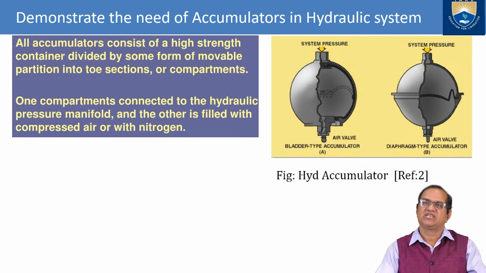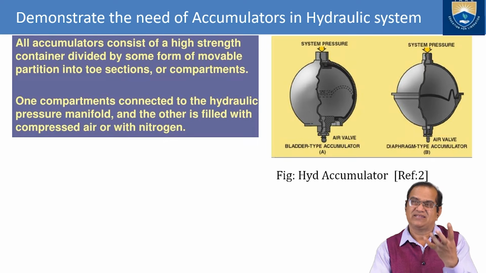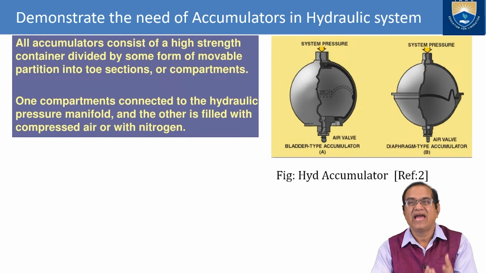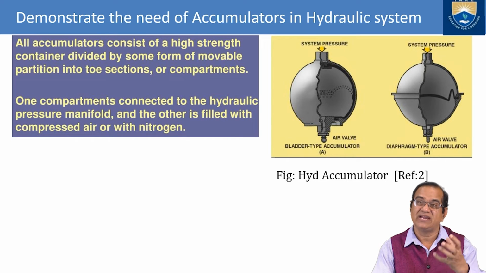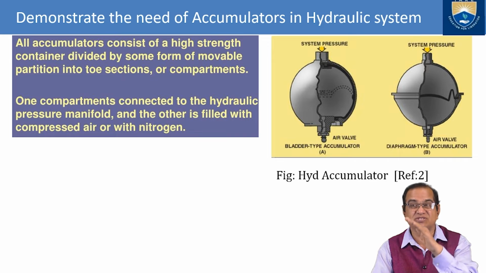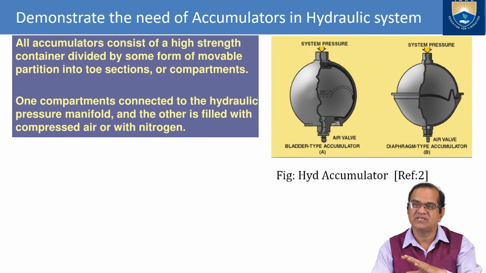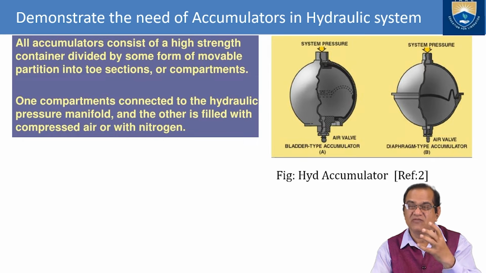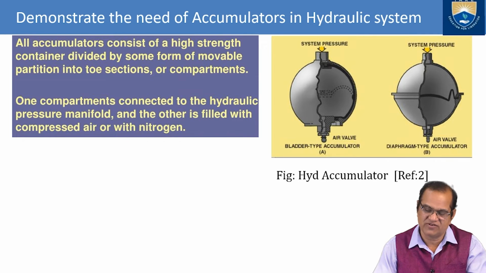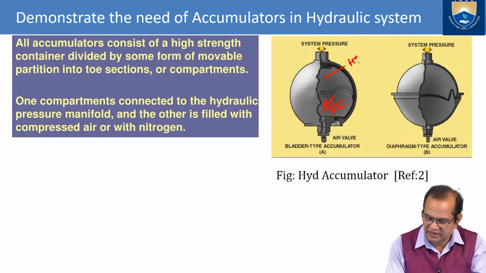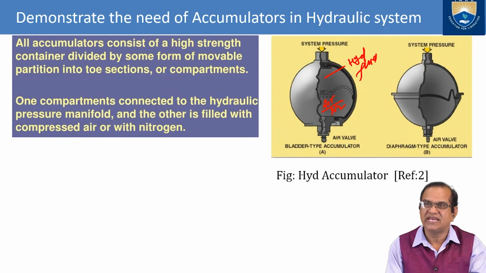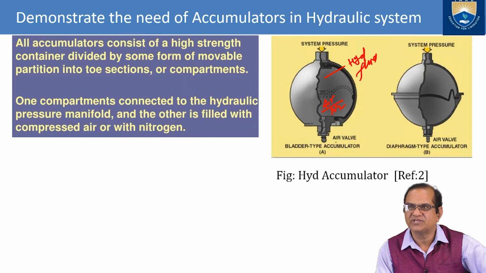So the objective of this accumulator is to accumulate the energy of the hydraulic fluid, if the amount of fluid is more than the system requires, and as and when the pressure level of the system is reduced below a given limit, it will supply power with the hydraulic fluid so that the system is safe. In this, one side is air or nitrogen, and here is the hydraulic fluid. The air is charged from the bottom side and the fluid is entering from the top side.